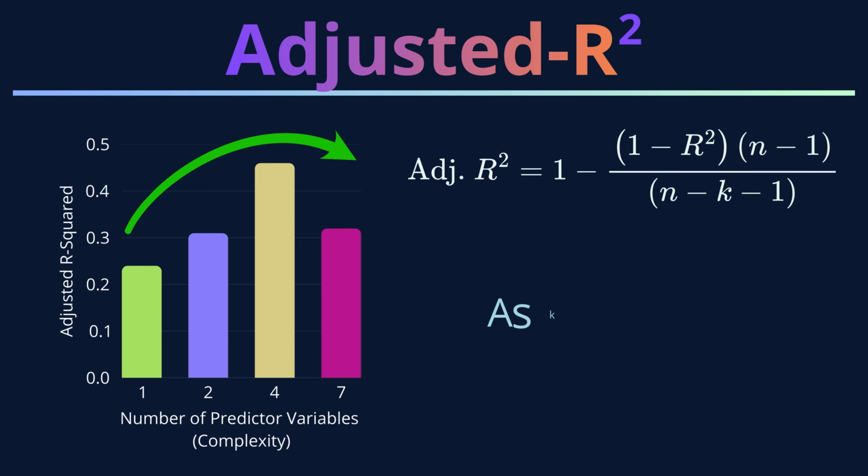As you add more predictor variables, the denominator reduces. This creates a penalty that reduces the adjusted R-squared unless the improvement in the model's fit is strong enough to compensate for the loss of degrees of freedom.